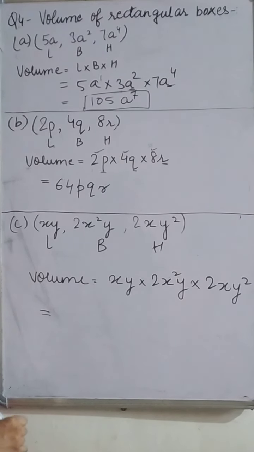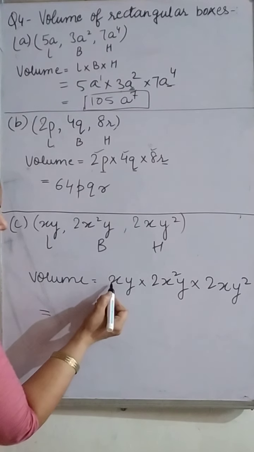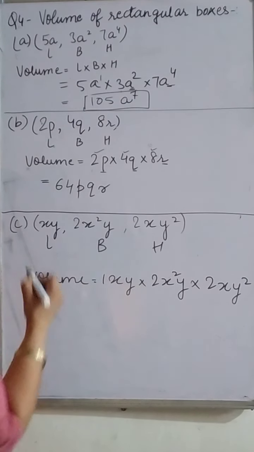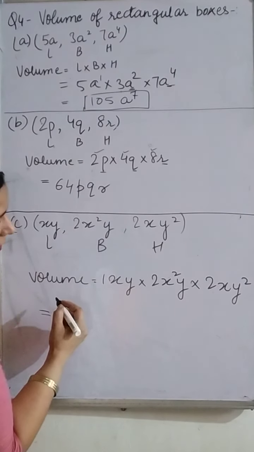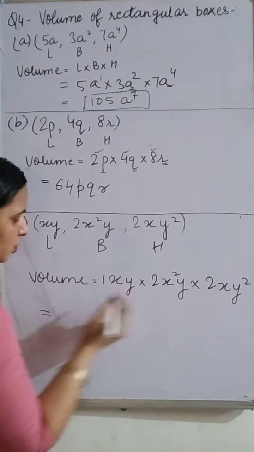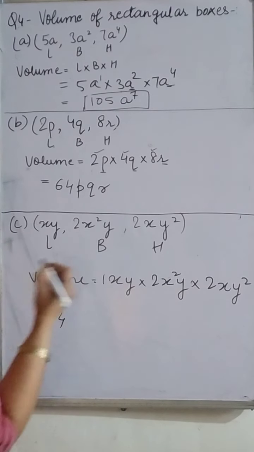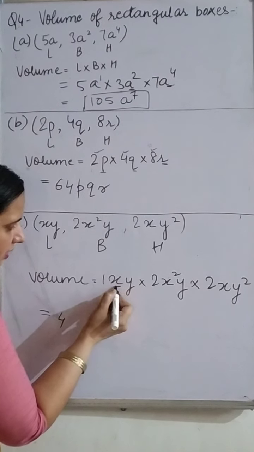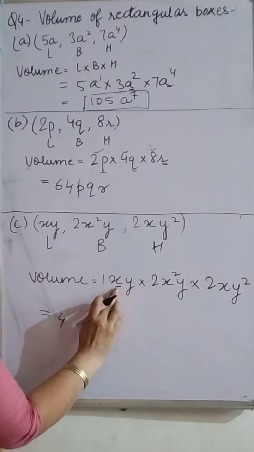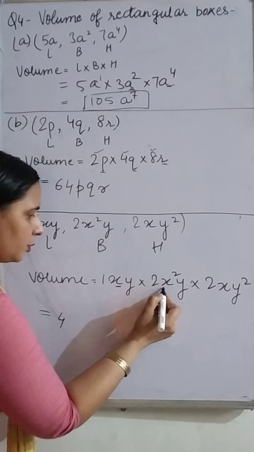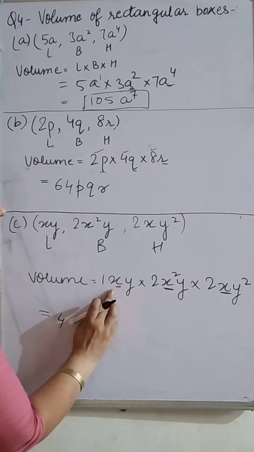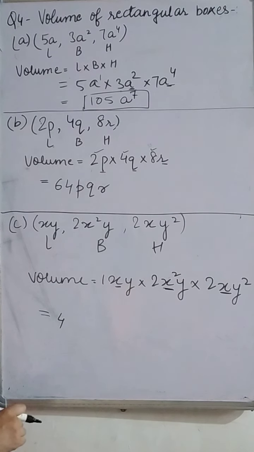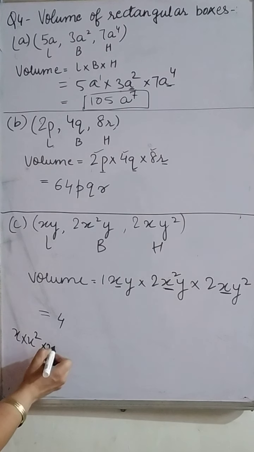Multiply numerical factors, coefficients. What is the coefficient of this xy? 1. You can write xy as 1 into xy. Now multiply coefficients. 1 2s are 2, 2 2s are 4. Now see, the next factor is x. In the second term also x square is given, and in the third x. So now we are multiplying x, x square and x.